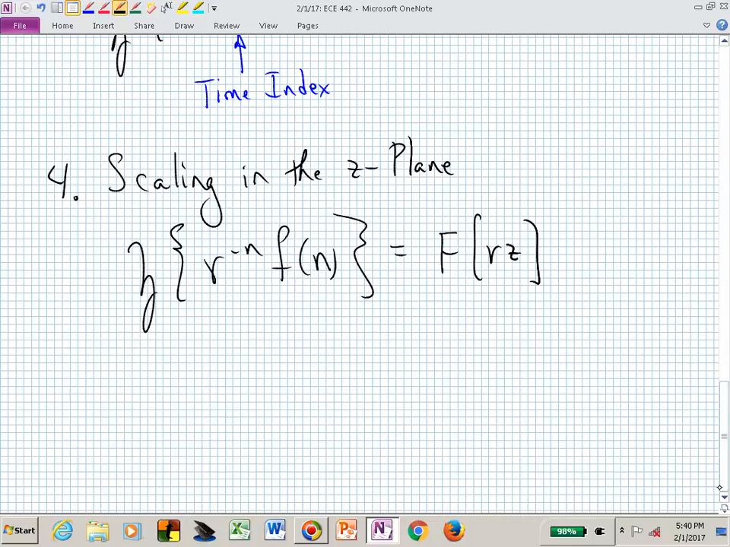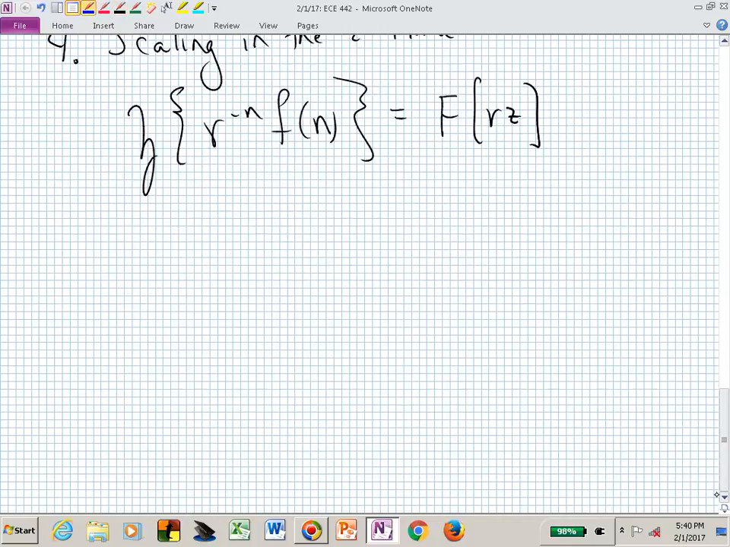Let's just look at an example of how that might play out. Suppose that we have little f of n equal to a to the n. And a in previous lectures might have been capital R. We're just looking at a number, say capital A is 1/2. Now we have 1/2, 1/4, 1/8, etc. as a function of time.